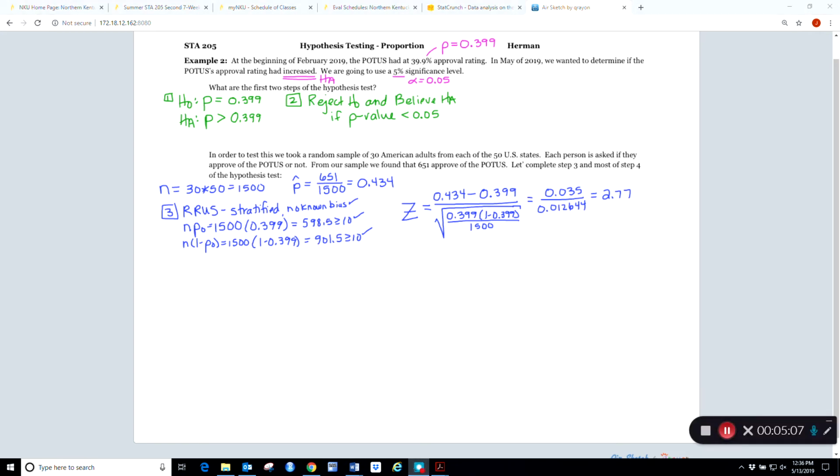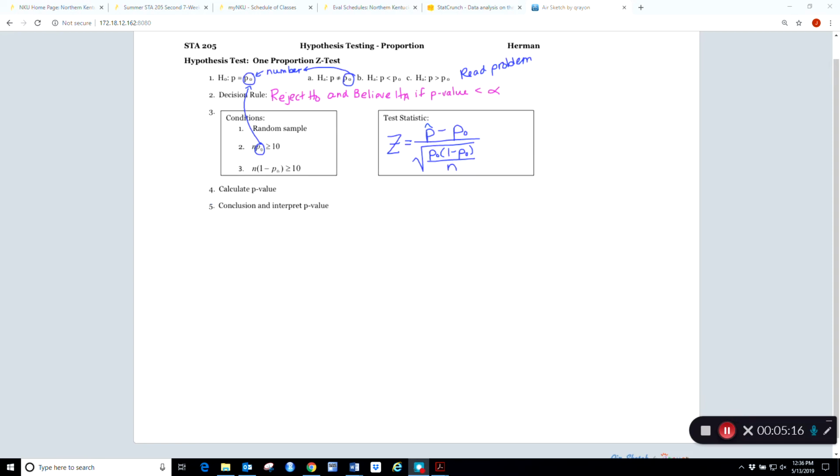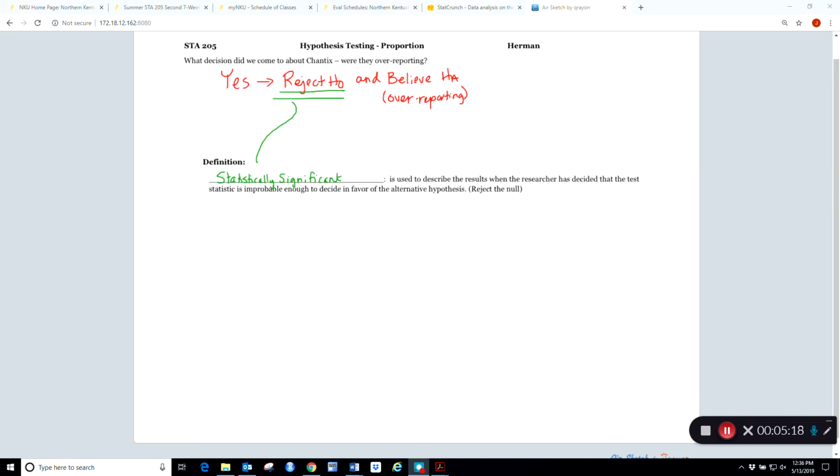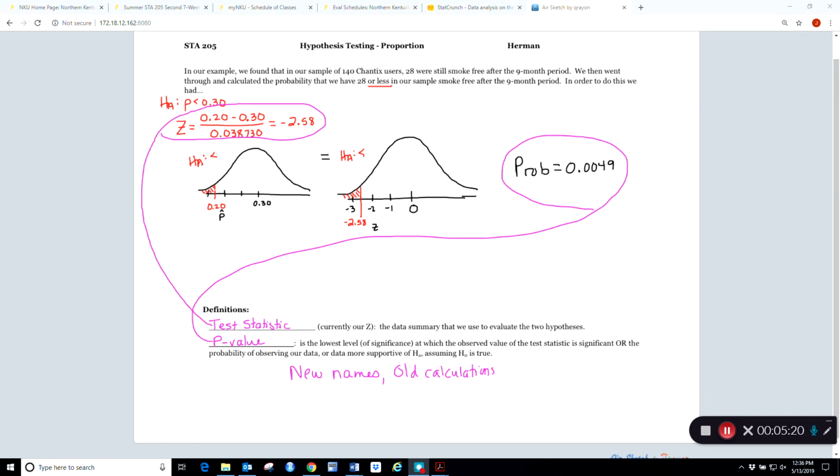So step 4 is to calculate our p-value, or again, a fancy name for probability. Let's go back and look at that Chantix example where I drew a couple of different pictures, because I'm going to get away from drawing this picture and just draw this one. If you remember, we showed and talked about how these two are equivalent pictures, because I use this point to calculate this z-score up here.